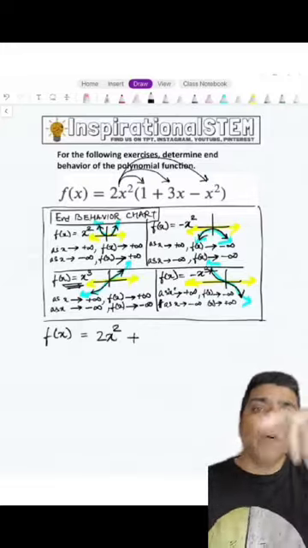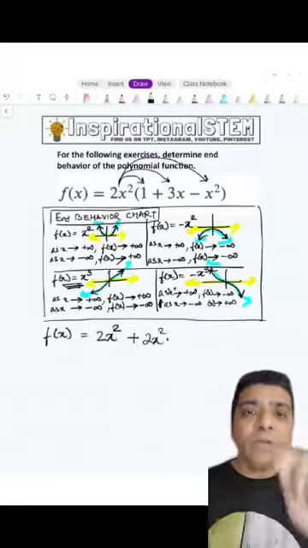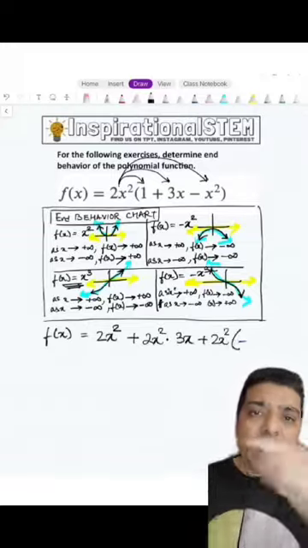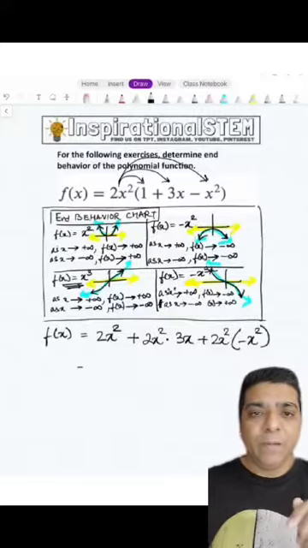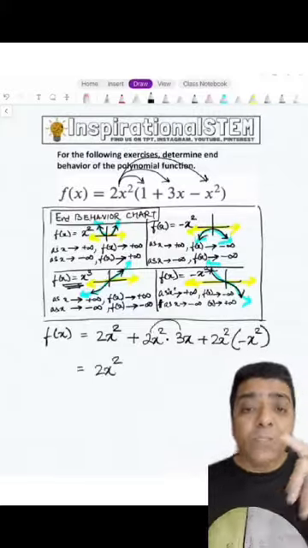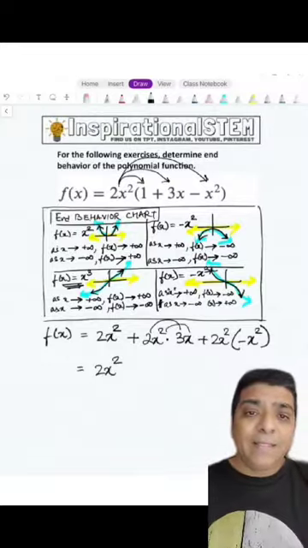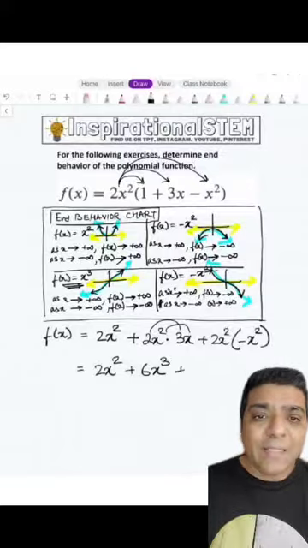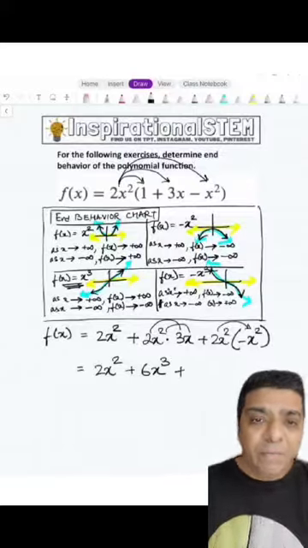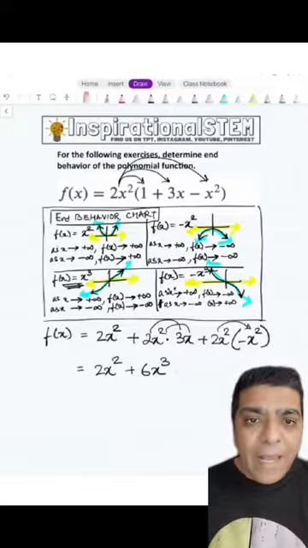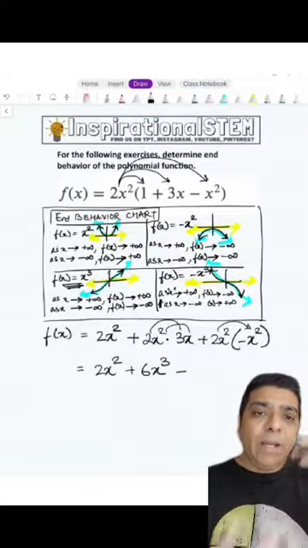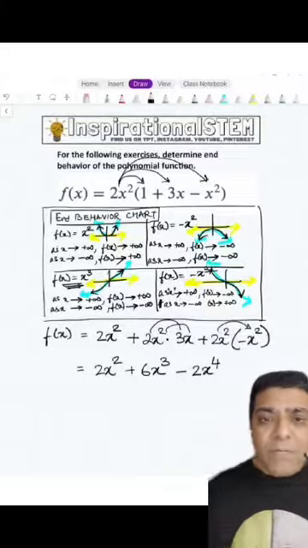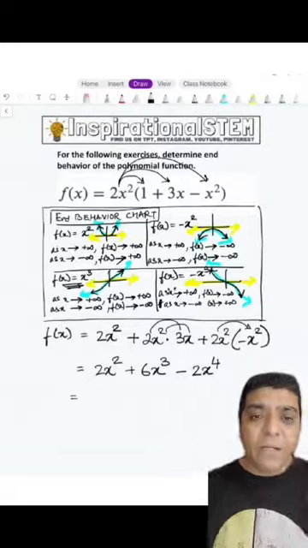So 2x squared times 1 is 2x squared, and then I have 2x squared times 3x plus 2x squared times negative x squared. Okay, so I'm going to go ahead and simplify that. 2x squared times 3x, multiply the numbers and add the exponents, so we get 6x cubed. Same with the next one, we get negative 2, and x squared times x squared, the exponents will add up, so it becomes x to the 4th power. So this is our final polynomial after distribution.